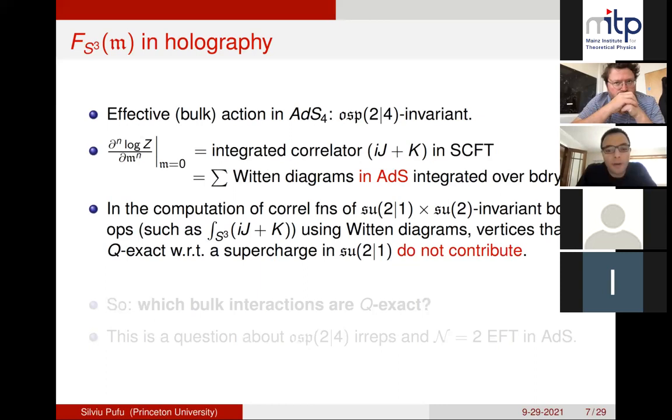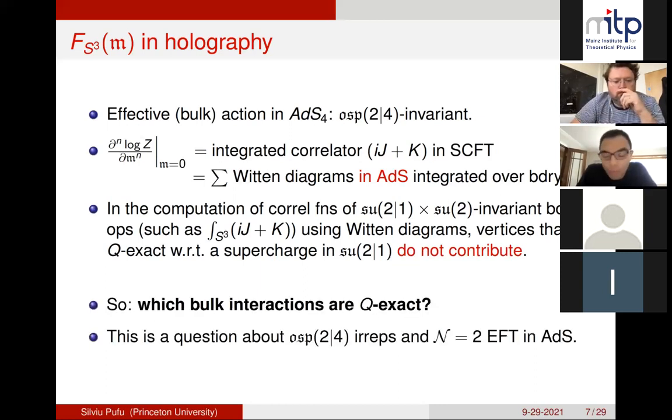So the question of what the sphere free energy is computing in the bulk boils down to which bulk interactions are Q-exact and which ones are not with respect to a supercharge in this SU(2|1) algebra. And this is just a question about, because we're asking it in AdS4, correlation functions in superconformal field theory. There's a question about OSp(2|4) representations and N=2 effective field theory in AdS. So I want to describe to you the answer to this question.